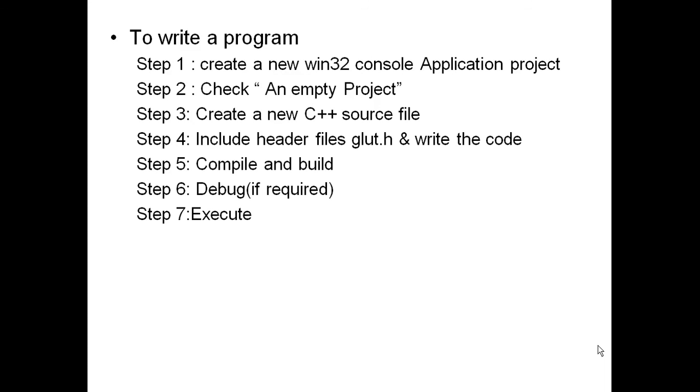How to write a program? First, create a new Win32 console application project. Then go for an empty project. After that, create a new C++ source file. Include the header file glut.h and write the code. Compile and build the code, debug and execute the code.